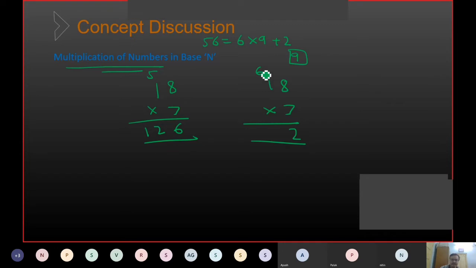7 into 1 is 7 plus 6, that is 13. 13 is how much? 1 into 9 plus 4. So it will be 4 with a carryover of 1, which is 142. So effectively the answer will become 142 in base 9. So that is how you do multiplication of numbers in a particular base. Is that clear? Yes, sir.